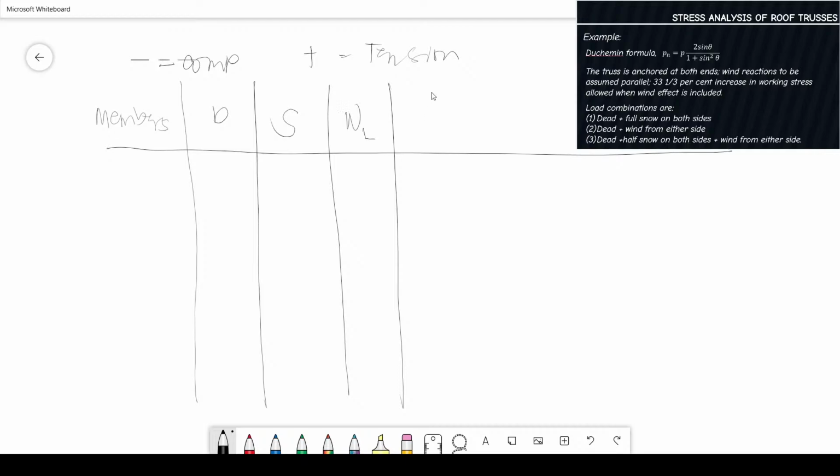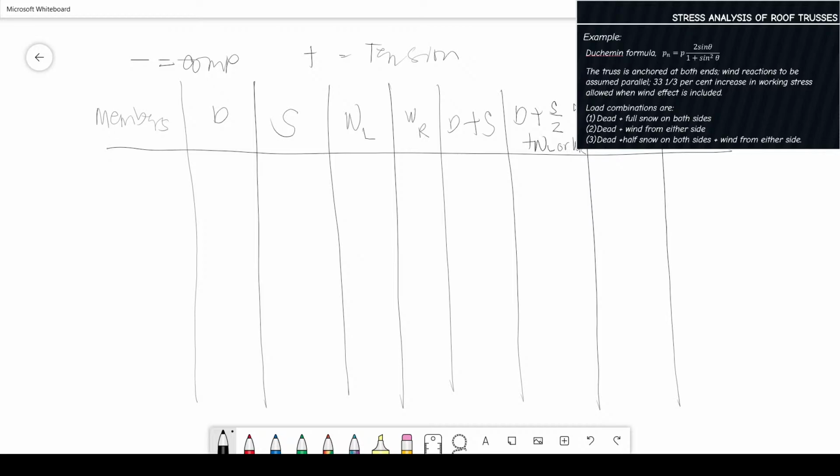So, either wind left or wind right. Then we have the combination dead plus snow. The second condition is dead load plus half of snow plus either WL or WR. Then the third condition is dead plus wind left or wind right.